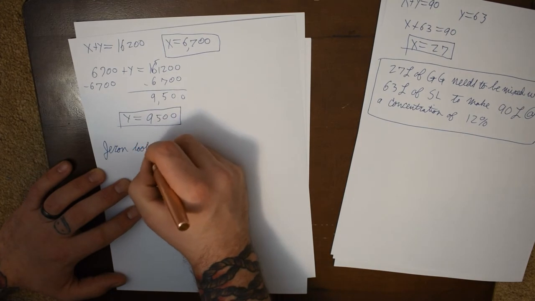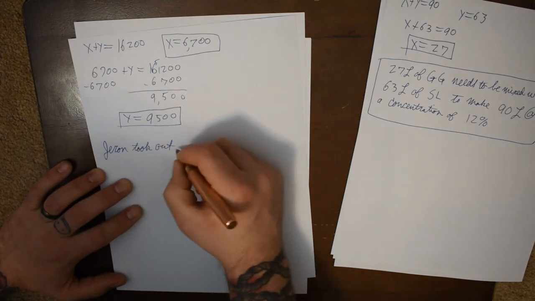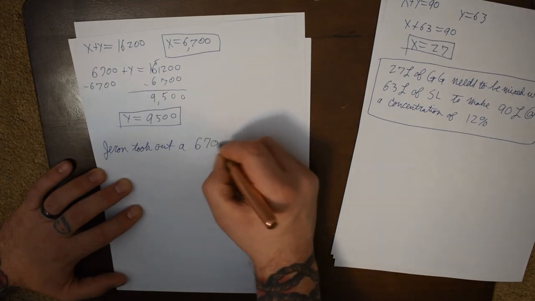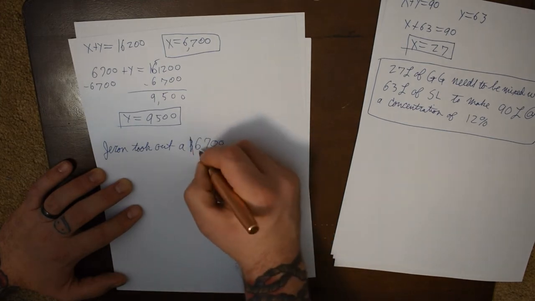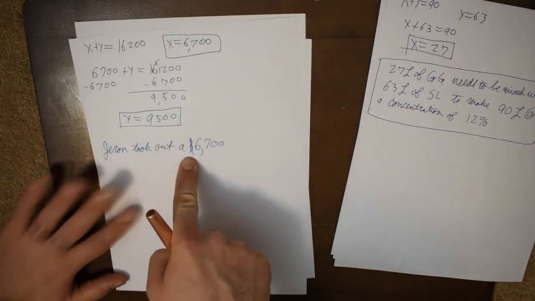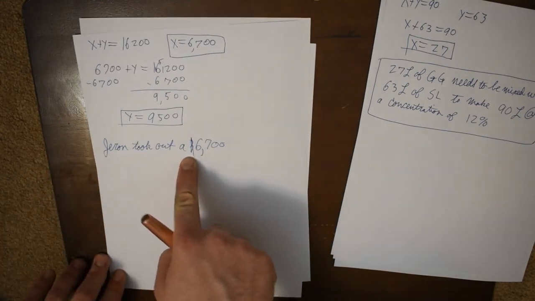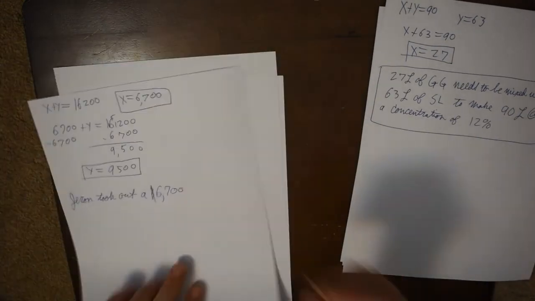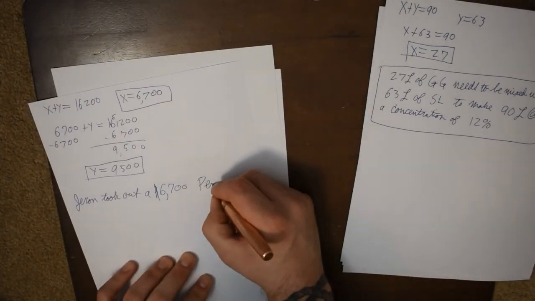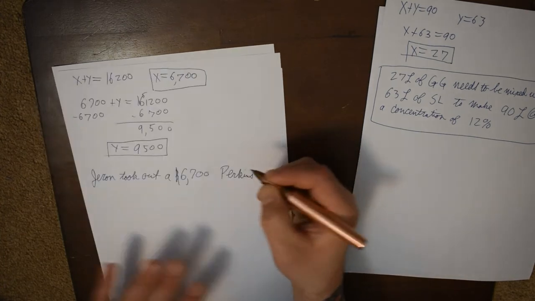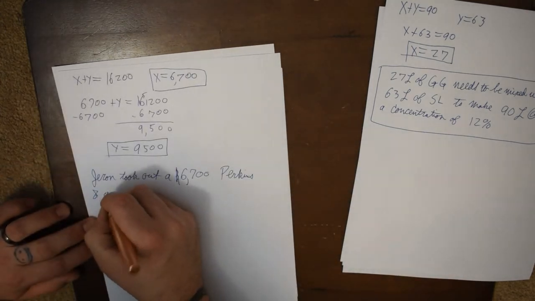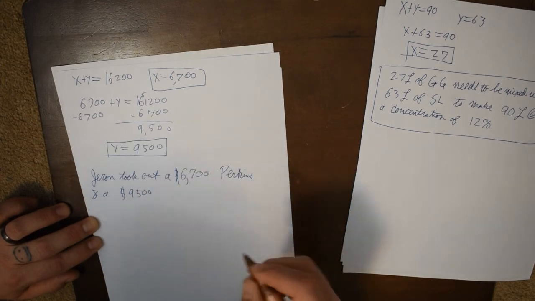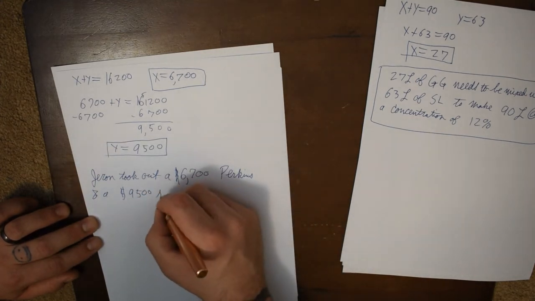Jeroen took out a $6,700 Perkins loan, and a $9,500 Stafford loan. I've never understood why the unit comes first with dollars.